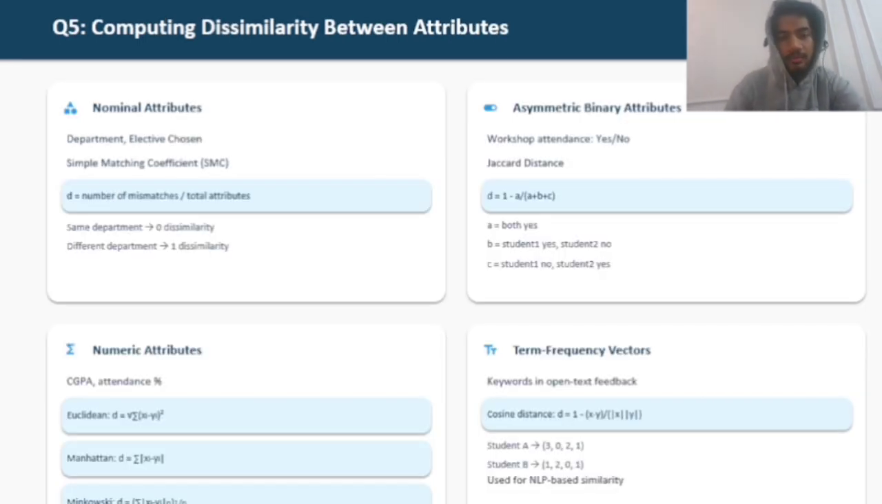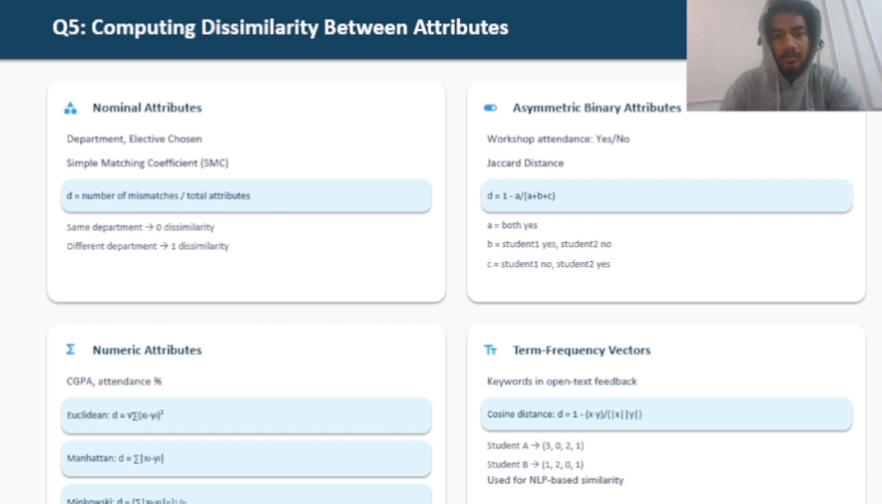In question 5, we are asked how to compute dissimilarity for different kinds of student feedback attributes. Let's break it down into four parts. First part is nominal attribute. These are categories like department or elective chosen. We use the simple matching coefficient which checks how many attributes match versus mismatch. If two students belong to the same department, distance is 0. If they are different, distance is 1.